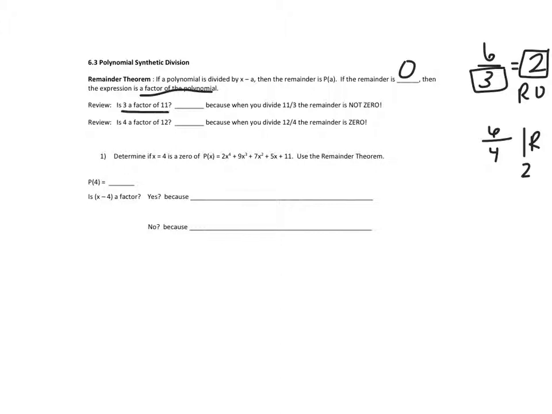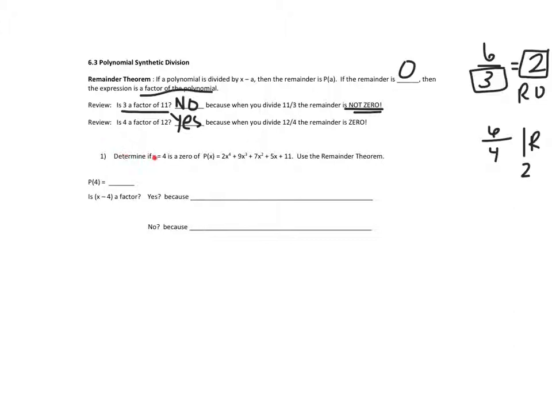So is 3 a factor of 11? No, because when you divide 11 by 3, the remainder is not 0. And is 4 a factor of 12? Yes, because when you divide 12 by 4, the remainder is 0.